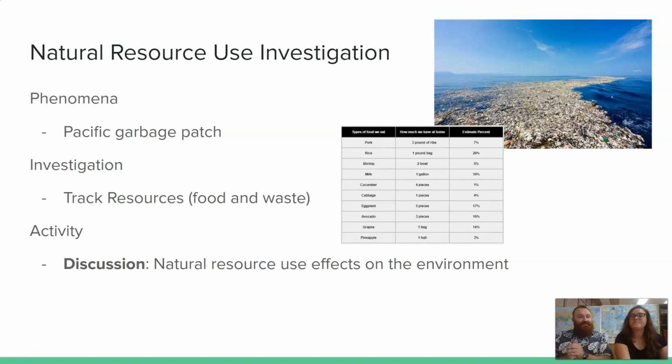We have a natural resource use investigation. We want students to think about how they're using resources from our planet and how it affects the planet. So the phenomena we're going to focus on is the Pacific garbage patch. There's so much information and pictures out there that they can look at, but you can also do this in your own community. Maybe you're right next to a stream that has a relatively large amount of garbage. That's a phenomena right there. So you can make this local, but if not, there's a giant patch of garbage in the Pacific that is a really important phenomena to understand and recognize.